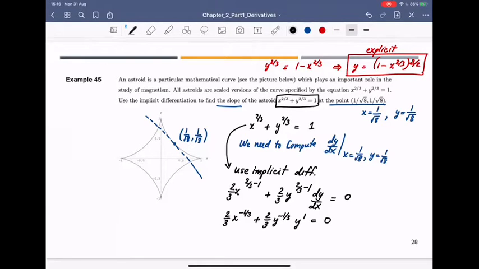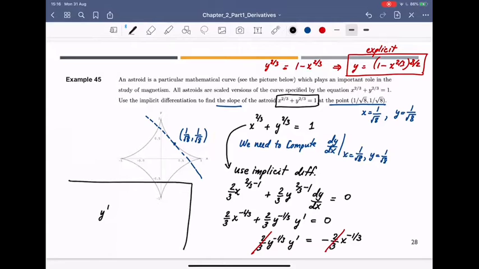Seems easy now because you can simplify a little bit. I am going to move the 2/3 times x to the negative 1/3 to the right hand side. So I have negative 2/3 x to the negative 1/3, and then the 2/3 cancel. So at the end, y prime equals negative x to the negative 1/3 over y to the negative 1/3. I just copy everything.